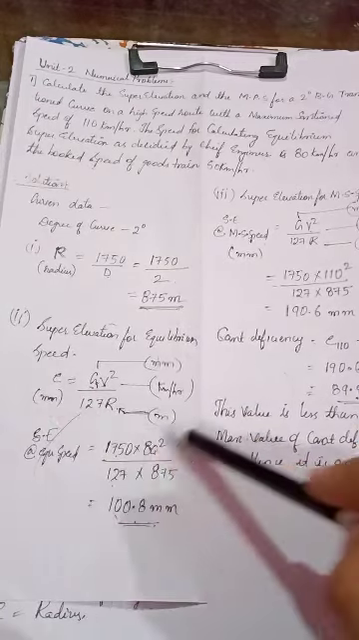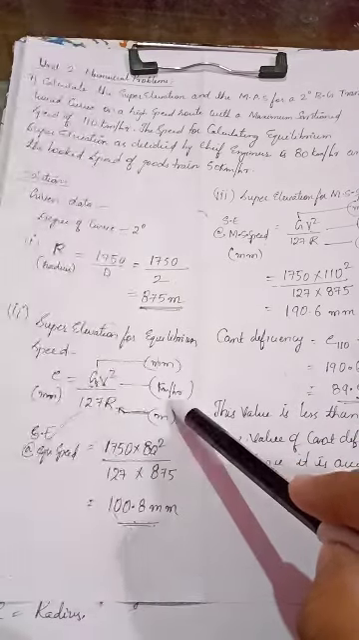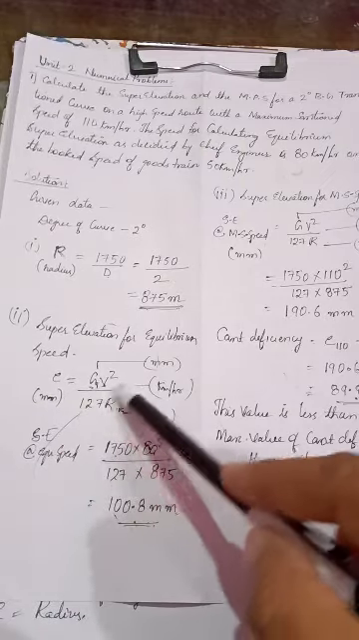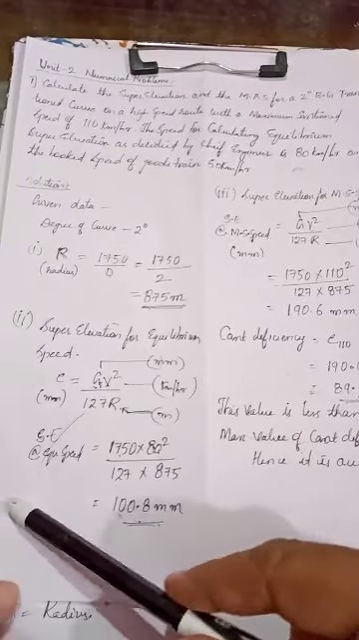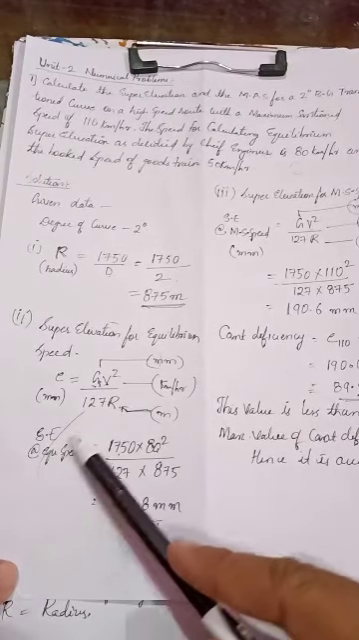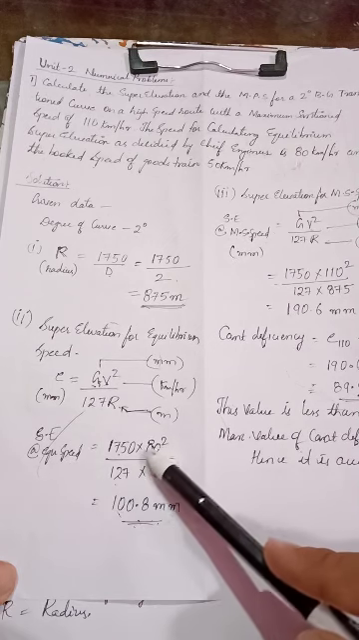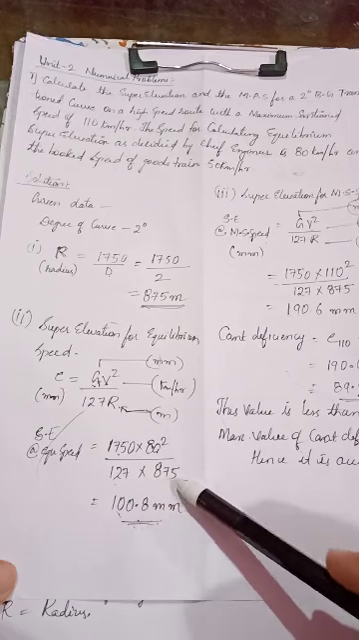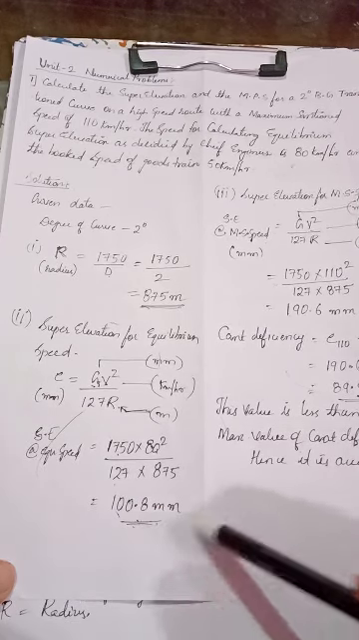Please don't get confused over how, by substituting meters, km/h and mm, we are getting the answer in mm. Here the constant 127 is there, so this is nothing but the converted formula. So super elevation at equilibrium speed, that is 80 km/h, is 1750 into 80 square by 127 into 875. The answer is 100.8 mm.